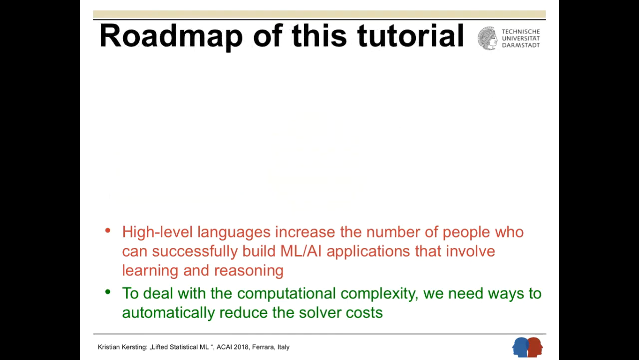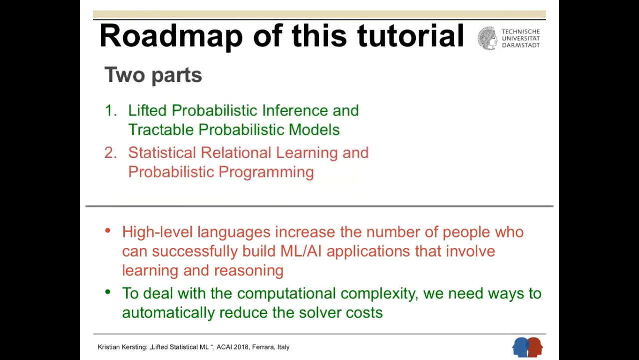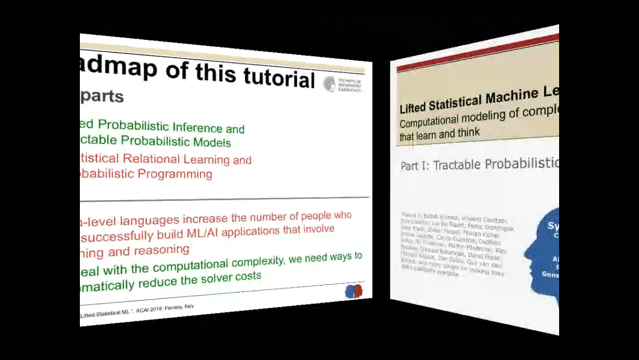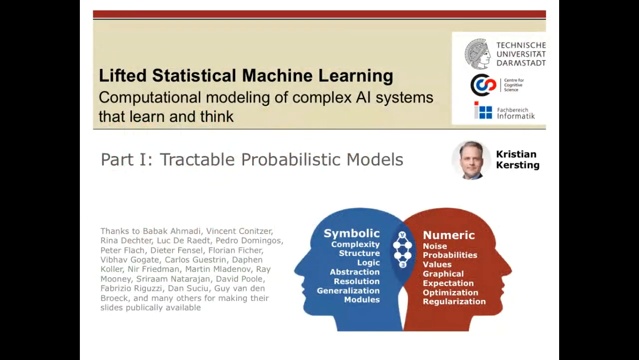So driven by these two motivations, there will be two parts essentially in my lecture. One is about lifting probabilistic inference and tractable probabilistic models, so this is about making everything faster. So we reverse, so to say, the order. And then I give you a little bit of an overview of what statistical relational learning, respectively probabilistic programming, is, which will then be detailed in the whole week. So let's start with the first part. Who of you actually knows graphical models or probabilistic models?